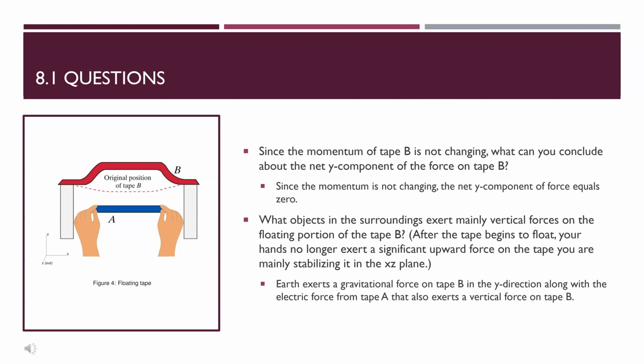When the momentum of tape B is not changing, the net force is 0, which means the net y component of the force is 0 as well. And the objects in the surroundings that exert these vertical forces are the earth, which exerts a gravitational force, and the tape A, which exerts an electric force.